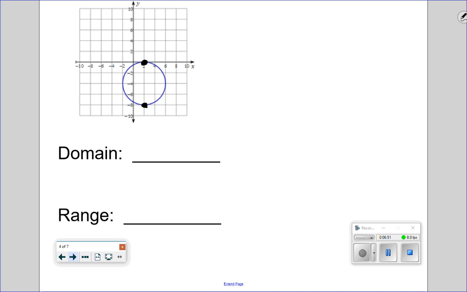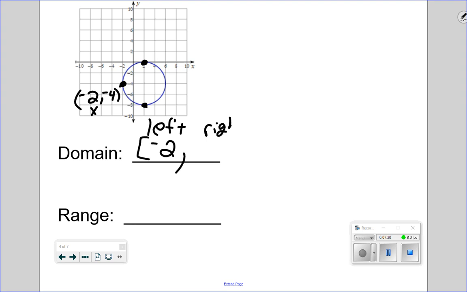Okay, let's look at this example now. This circle is going to have a stopping and a starting point for both the domain and the range. All right, domain, we're going to find the leftmost point on this circle. That's my graph. The circle is my graph. There's my leftmost point. The point that I just highlighted is -2, -4. For domain, we're concerned with the x value. The leftmost point is -2. That's my smallest x.